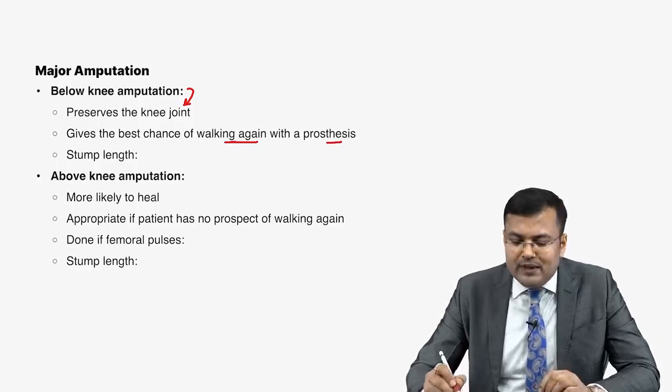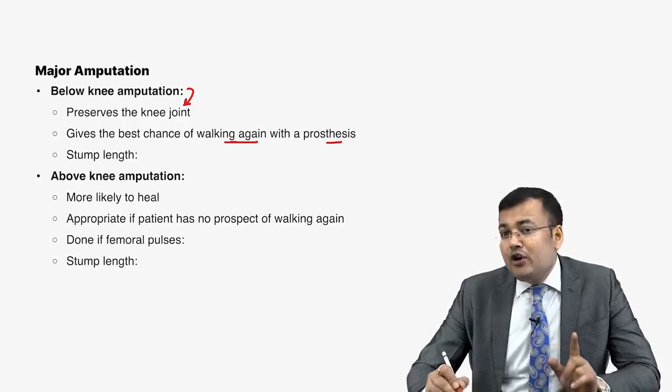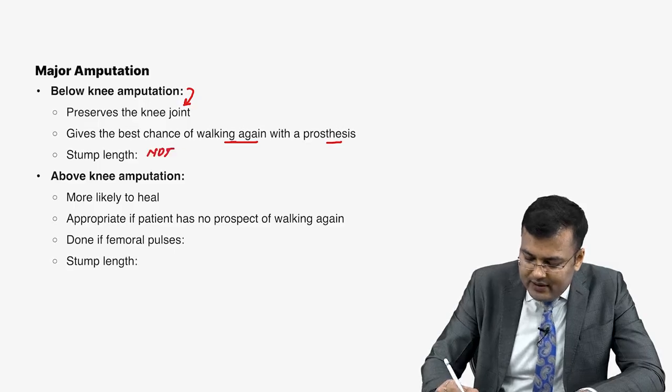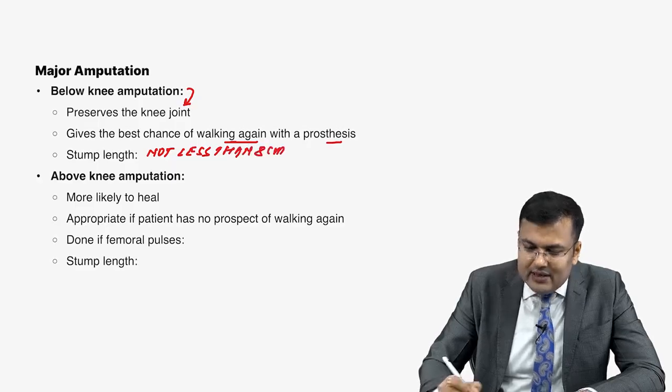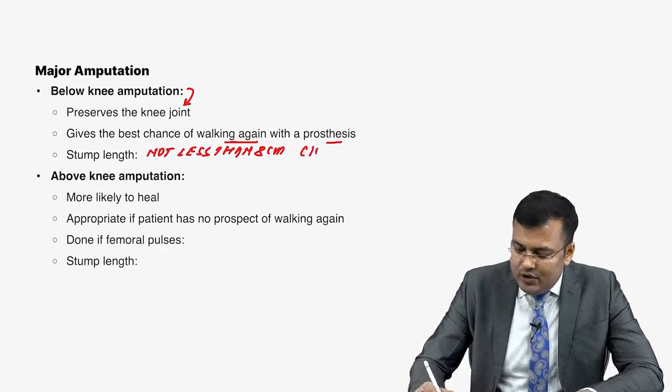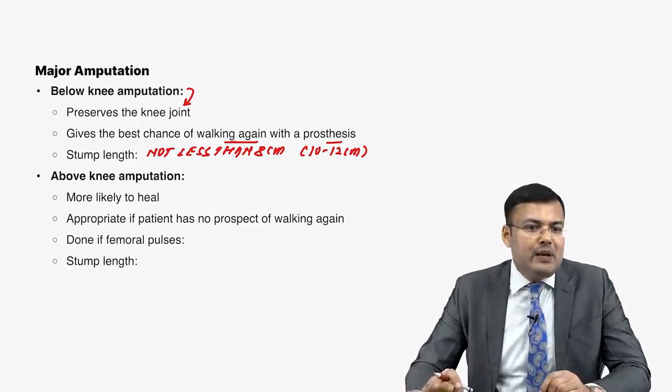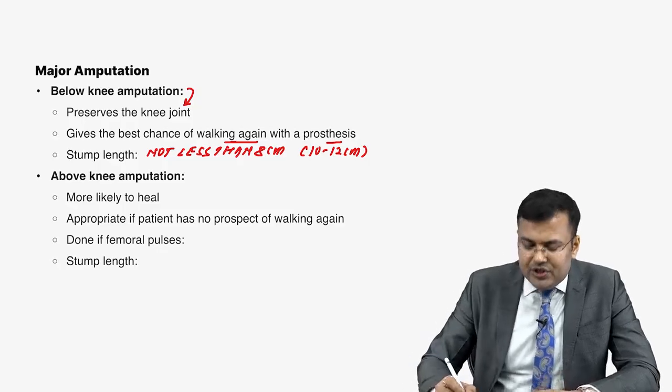Here, how much should the stump length be? It should not be less than 8 centimeter. Generally, it should be 10 to 12 centimeter. That is below knee amputation. Now, above knee amputation.